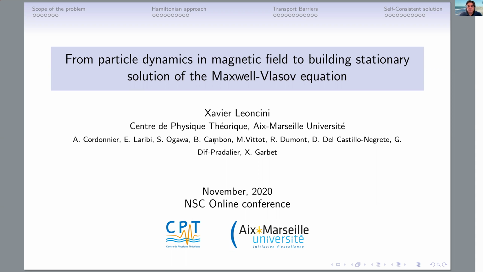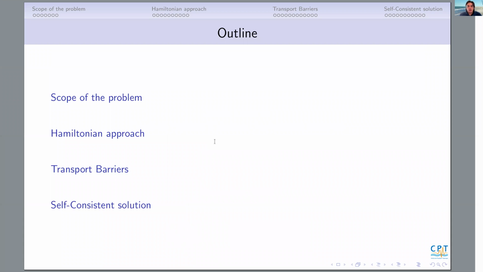So let me first outline the presentation. I will start briefly with the scope of the problem, what the problems of fusion are, and how we can control fusion using magnetic fields. Then I will go to the Hamiltonian approach, how we can use a Hamiltonian to approach the problem, and then discuss some specific case of the creation of transport barriers, and then finally I will end up with a self-consistent solution.